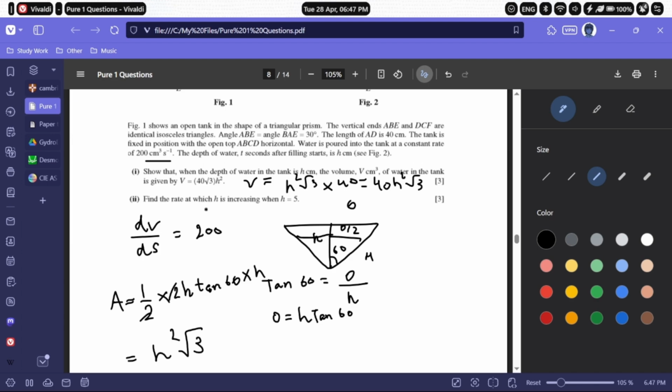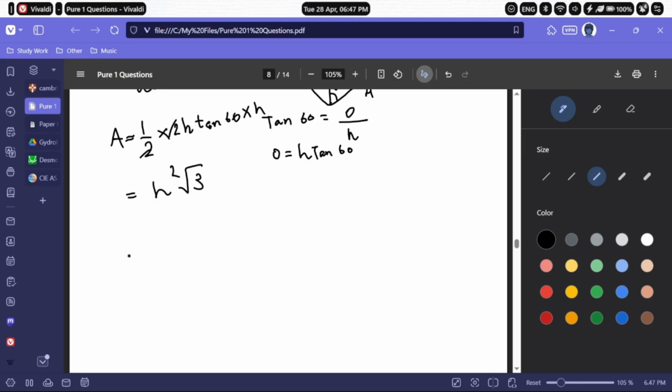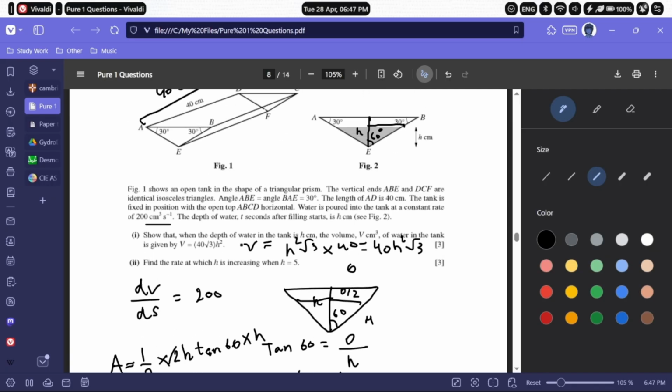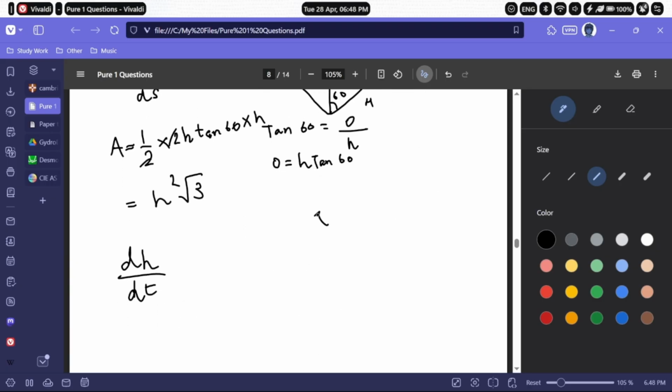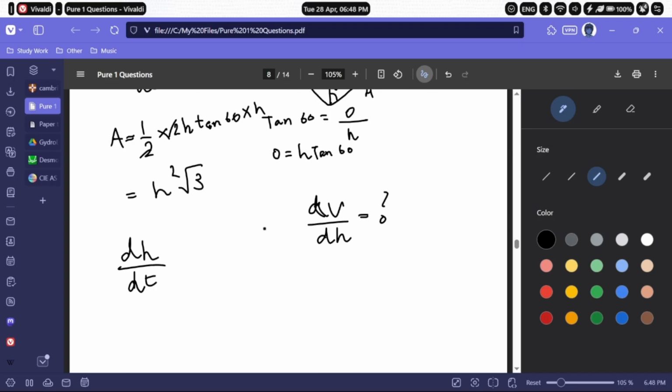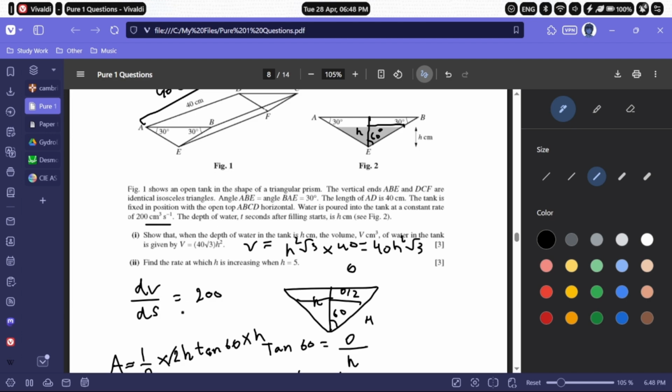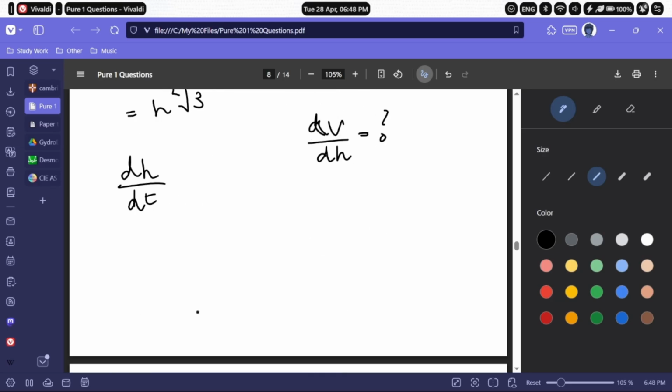Okay, so you have to find out dh by dt. So this is dh by dt. You have the formula for volume, which is in terms of h. So you could find out dv by dh, which we can find out by differentiating the formula for volume. And what else do we have? They have also told you that the rate dv by dt is 200, right? So you can write the equation. You already know what dv by dt is, so just write that.